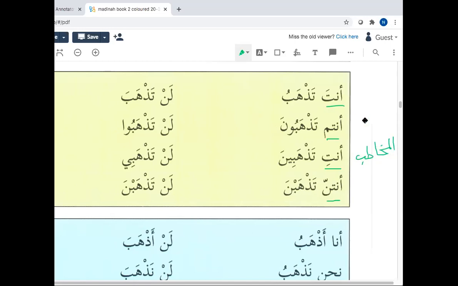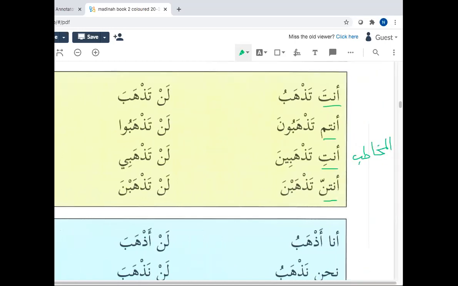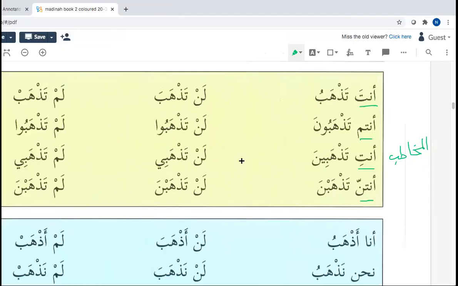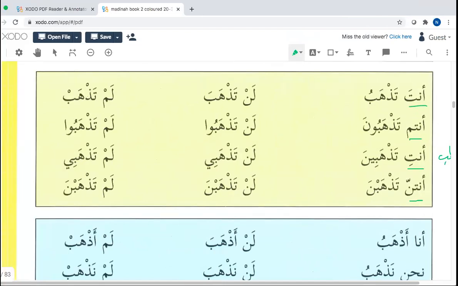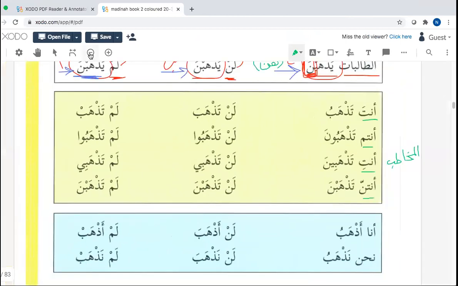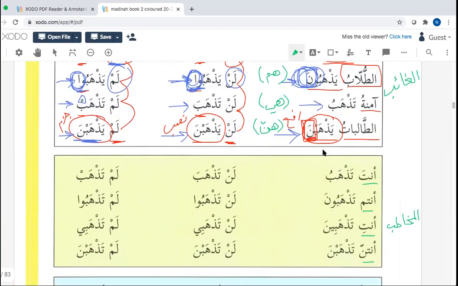Al-mukhatab. And this basically is the second person. You said the second person, right? Because it's in front of you, like the person you're talking to. That's why I should go to second. Al-mukhatab basically means speaking to someone. The other one was damir al-ghaib, exactly.